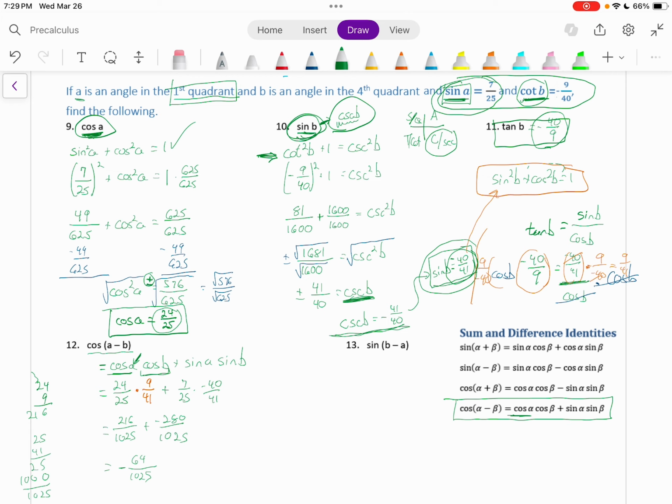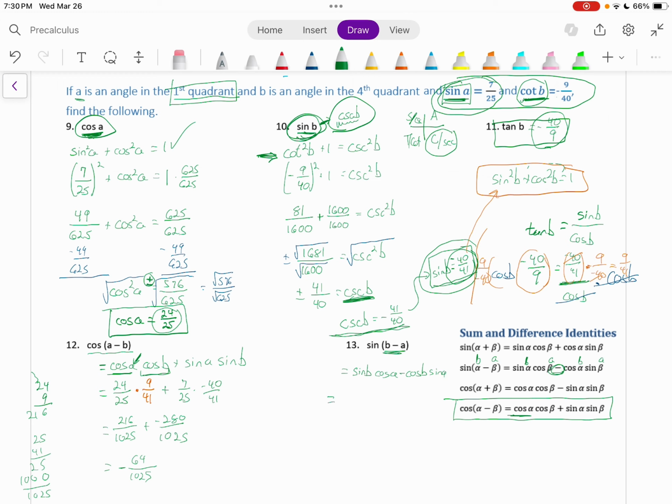And lastly, we can find sine of b minus a. So be careful with this one because it's switched. So it's b minus a. So let's just talk through this carefully. So I'm going to even write it on here. B, A. So it's going to be sine B cosine A minus cosine B sine A. We actually have all of these already, so this should be pretty easy to do.